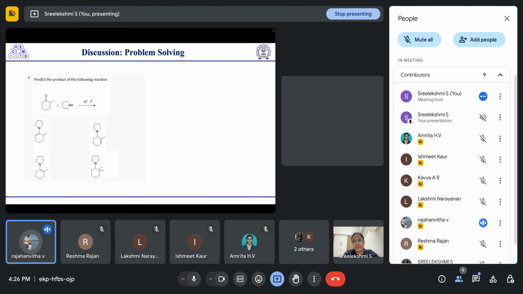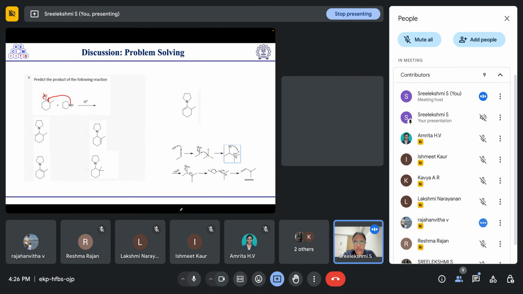First the amine acts as a nucleophile and attacks the carbonyl carbon. The carbonyl carbon is converted into an OH group, followed by elimination of a proton. The more substituted double bond will be produced. So this is the answer, option C, and it is going through this mechanism.